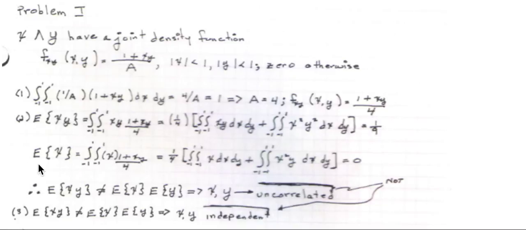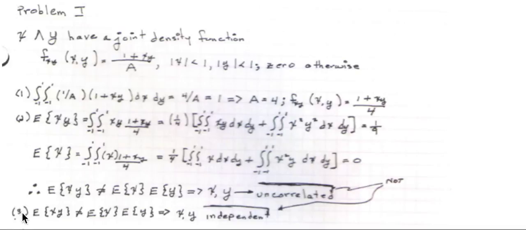We look at the expected value of x, equal to the double integrals from minus 1 to plus 1 of x times 1 plus xy over 4, and we see that it works out to 0. Therefore, the expected value of xy is not equal to the expected value of x times the expected value of y. Therefore, x and y are not uncorrelated.